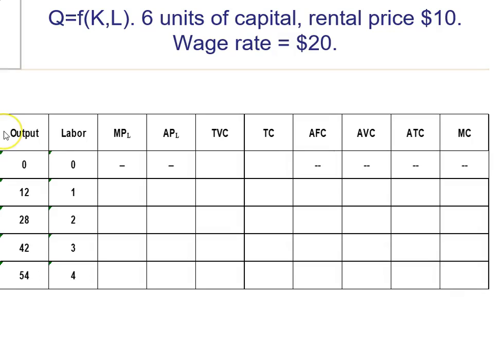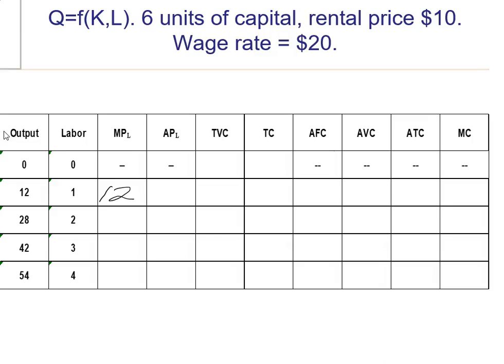Okay, welcome back. If you just paused your video, the marginal productivity of labor, what is it? It's the additional output from one more worker. When you have your first worker, they get you 12 more units of output. So our marginal productivity here is simply 12.